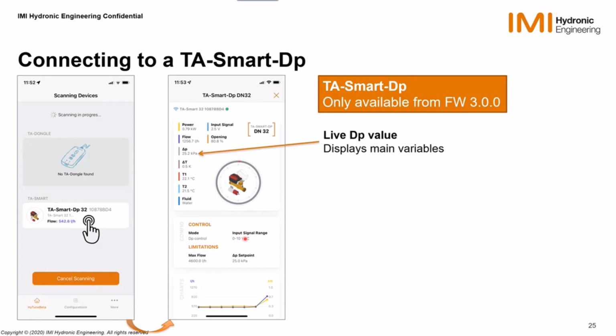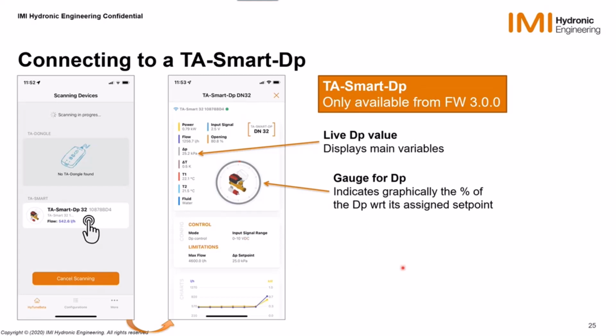I can see first the live delta P value, where we see the main variable, the delta P. I can see the gauge for delta P. It indicates graphically the percentage of the delta P with respect to its assigned set point. In this case, except the transit time, normally you should get the gauge always almost full or a little bit beyond full, because you should get to your right value of the set point. I have set 25. I am obtaining 25.2. You can see that I'm just a little bit beyond 100% of my set point, so the gauge indicates that.